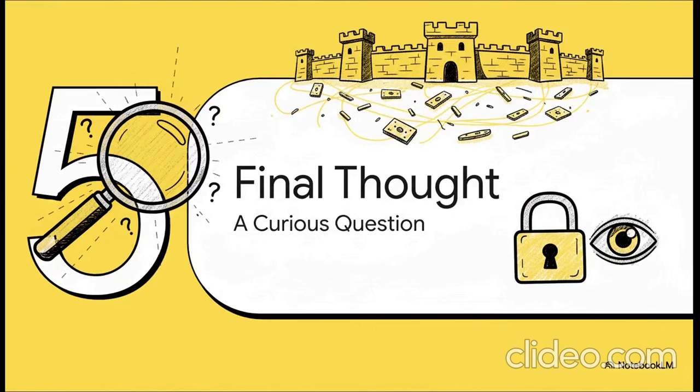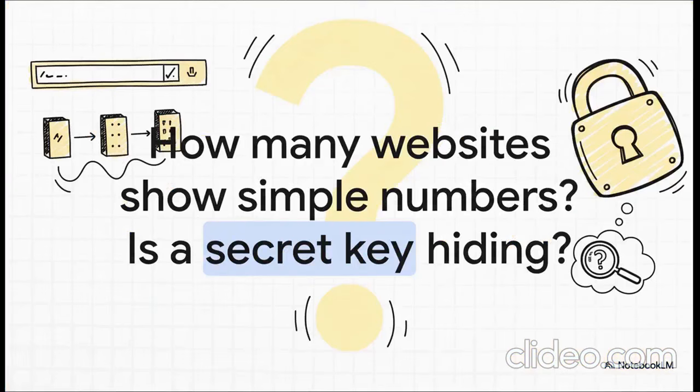Whew, we have covered a lot of ground, from the digital crime scene all the way to building our fortress. But as we wrap this all up, I want to leave you with just one final thought to chew on. As you're browsing the web later today, do me a favor, just take a look at the address bar every now and then. Do you see those simple sequential numbers in the URLs of your favorite websites? Because now you know what they could mean. It really makes you wonder, doesn't it? How many digital doors out there are protected by nothing more than a number that's just a little too easy to guess? And is that secret key really a secret at all?